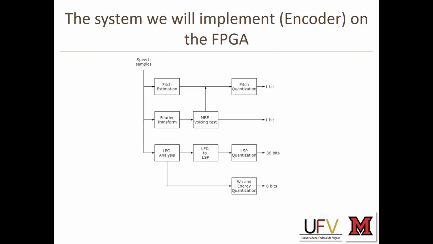So let's take a look at the encoder. So this is a block diagram of the encoder from Rose's implementation. And you can see that from the speech samples, we convert various aspects of it into what we would call a frame. And that frame has so many bits in it as represented as the outputs of each of the boxes. So we want to implement each one of these boxes.